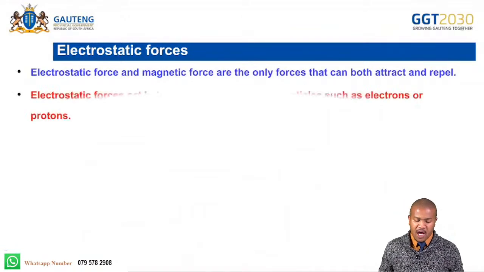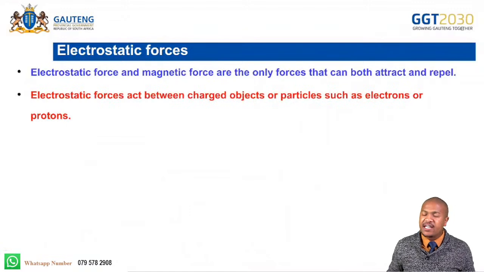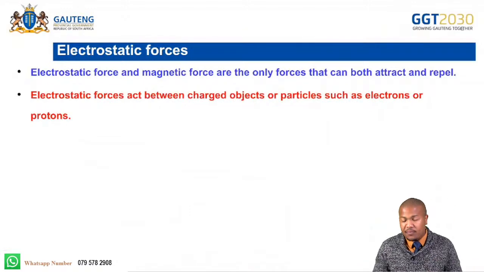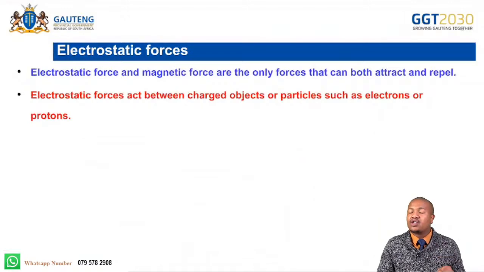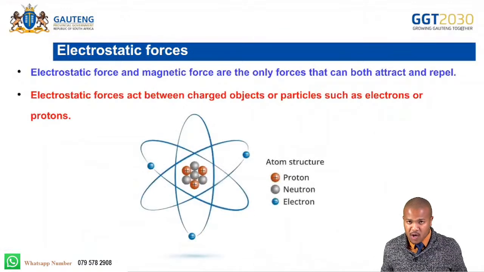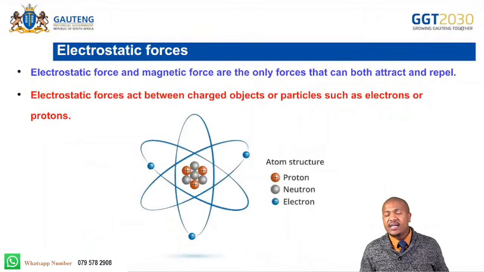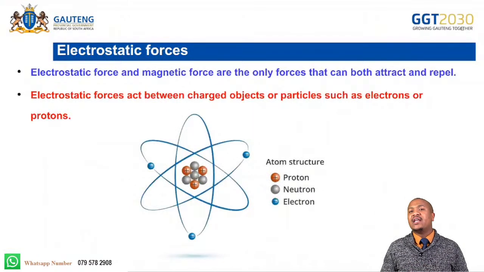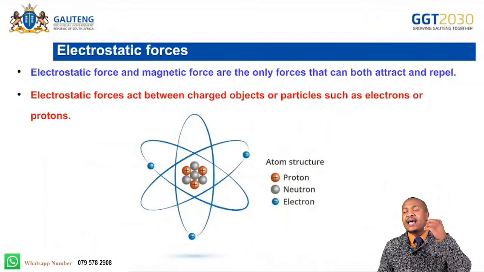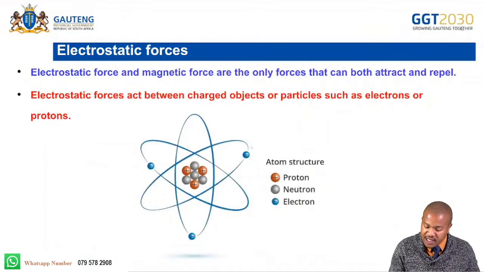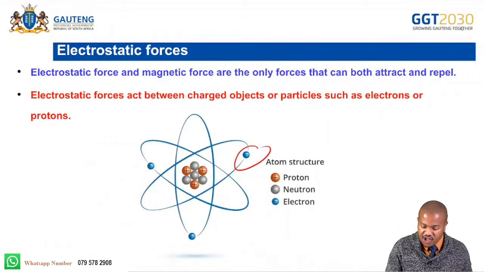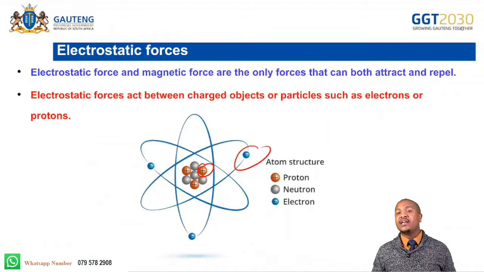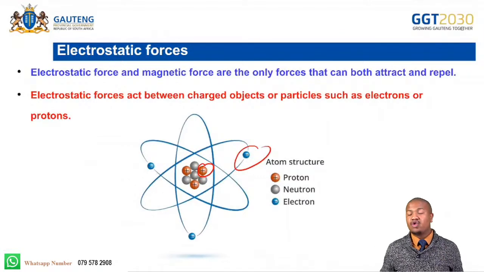Are we together? So electrostatic forces act between charged objects or particles such as electrons or protons. So just a reminder, we said that all matter is made up of atoms. And these atoms are made up of subatomic particles such as the negatively charged electrons, the positively charged protons, as well as the neutrally charged neutrons, right?